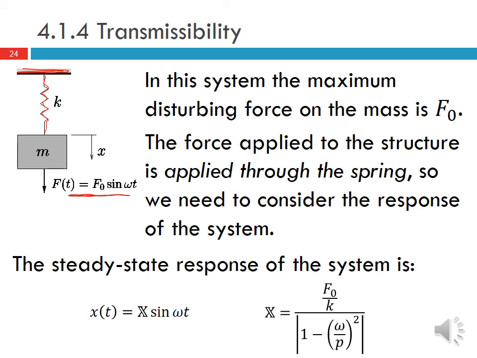So we need to consider this in the response of the system. The steady state response of the system is x equal to X sine omega t, where X is F naught over k over the absolute value of 1 minus omega over p squared, which is our dynamic magnification factor.